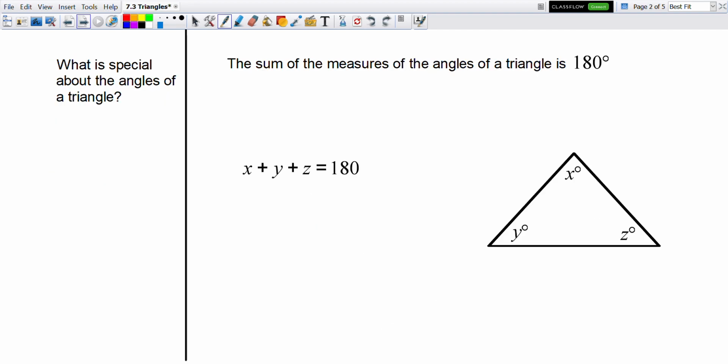So one other thing we learned about triangles is what's so special about the angles of a triangle. Okay, and so the rule is that the sum of the measures of the angles, so the sum of the angles, is always going to equal 180 degrees, no matter what. All three angles, if you add up all three of these, whatever x is, whatever y is, whatever z is, if I were to add up the measures of all three angles of a triangle, they're always going to equal 180 degrees.